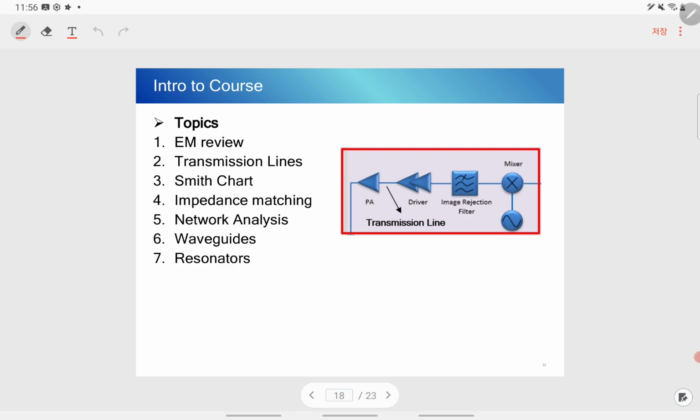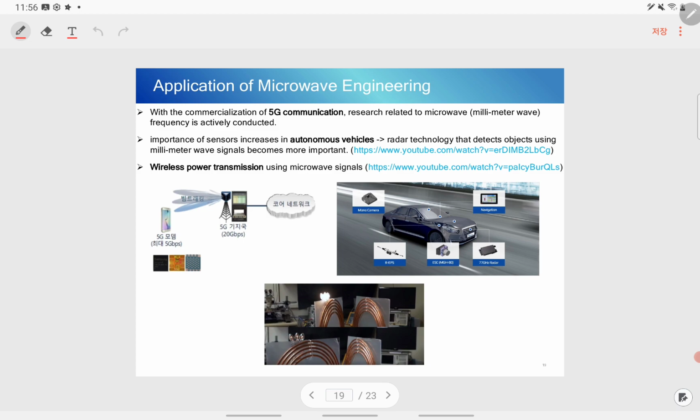So from this review, I think you may have a glimpse of microwave engineering, including all the components and transmission lines. These will be covered so that you understand the basics of microwave engineering and RF circuits. So this is the application of microwave engineering.